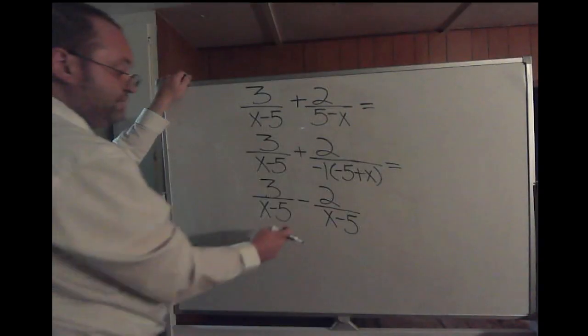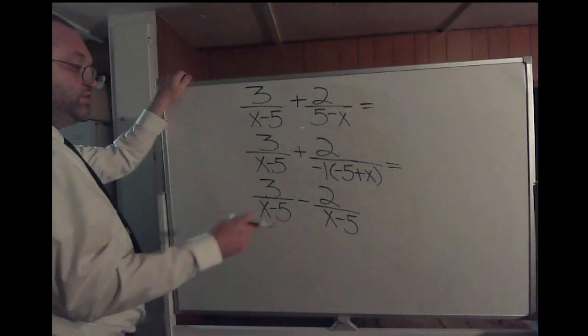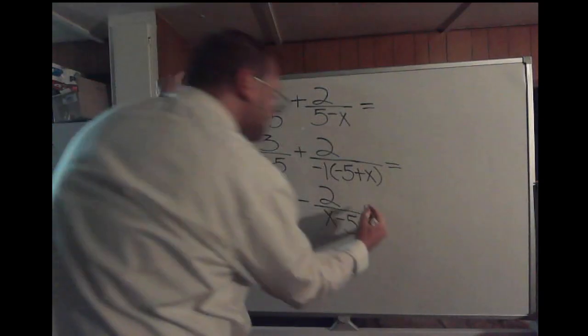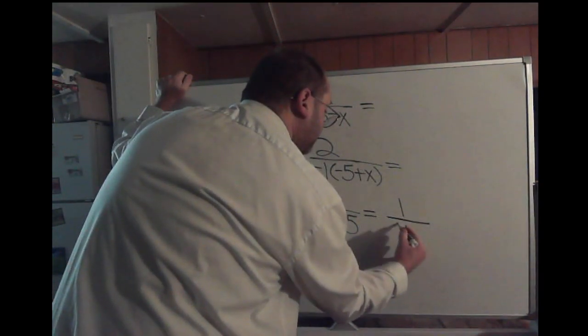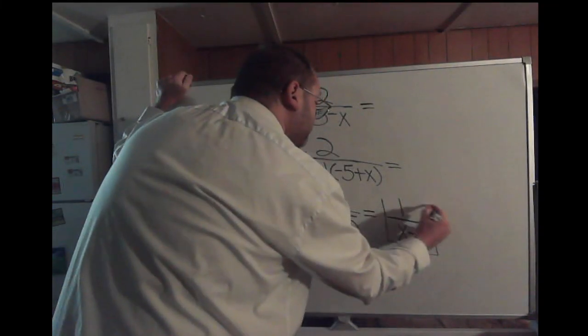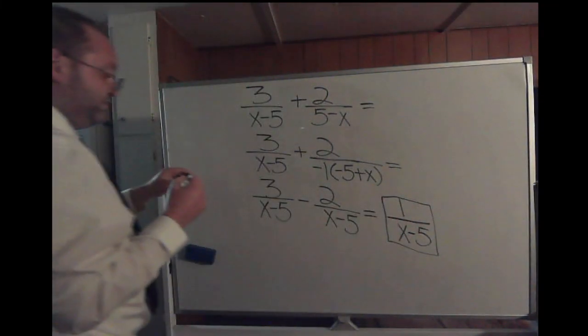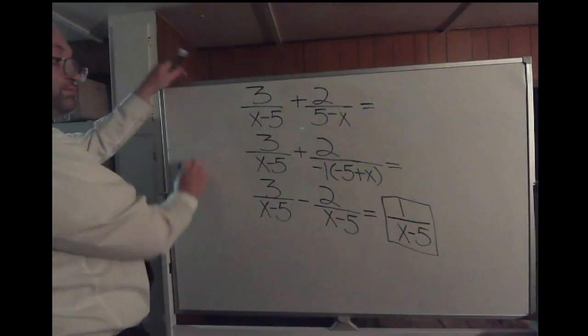Now we have the same denominator of x minus 5 on both terms. We can do the subtraction. 3 minus 2, well, that's just going to be 1 all over x minus 5. And that would be your final answer. We can't simplify it any further. You get 1 over x minus 5.